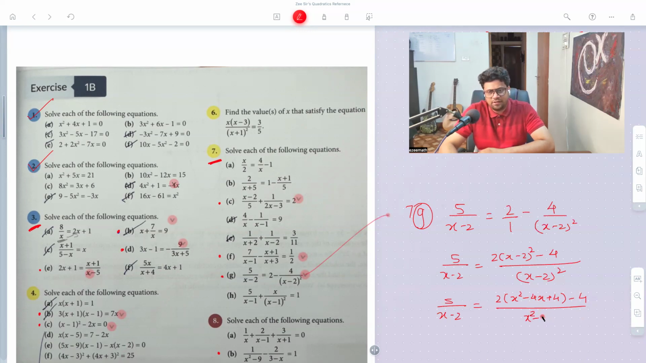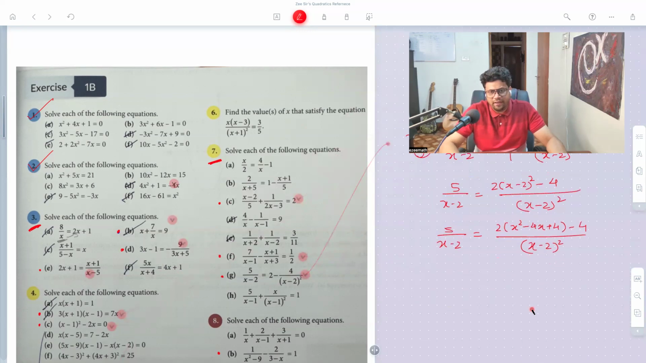Okay, let's not do it that way. Let's put (x − 2)² up there. I'll tell you a trick there. So 5 divided by x − 2 equals 2x² − 8x + 8 − 4, all divided by (x − 2)².